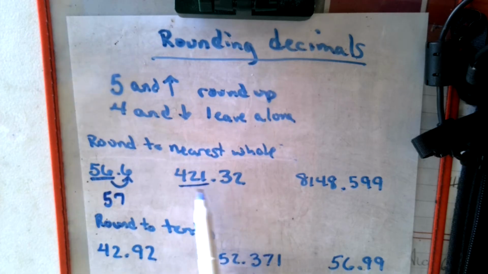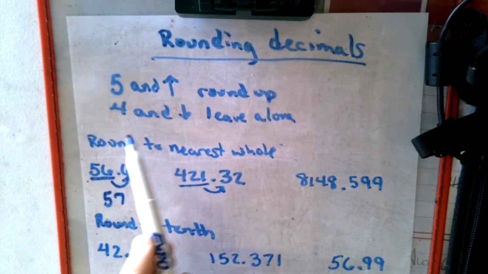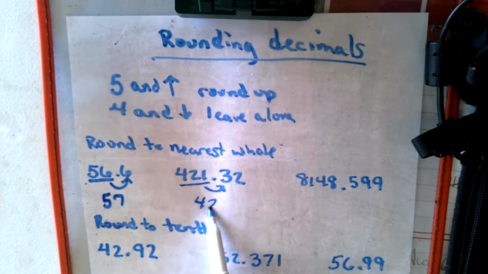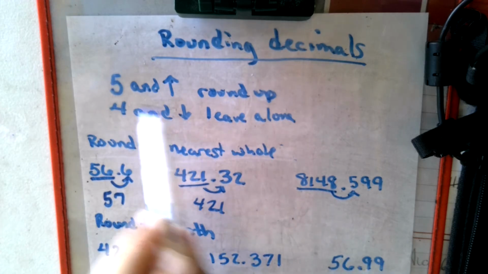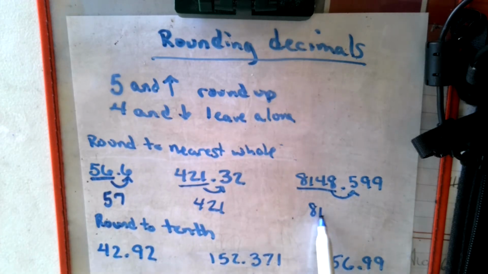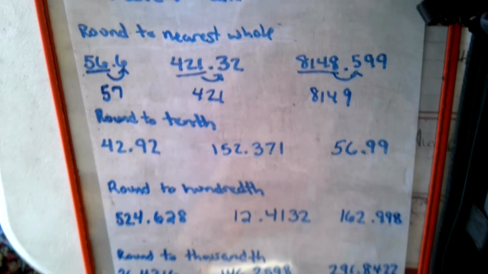Looking at our next one, 421 looks to a 3. 3 says, leave me alone. So the 421 stays a 421. We look at 8,146 and we look to the 5, and the 5 says, round it up. So that becomes 8,149. Moving on to rounding to the nearest tenth.